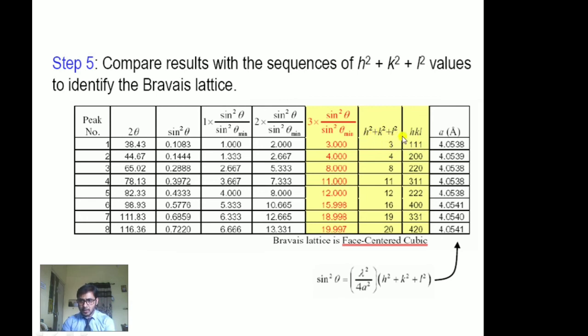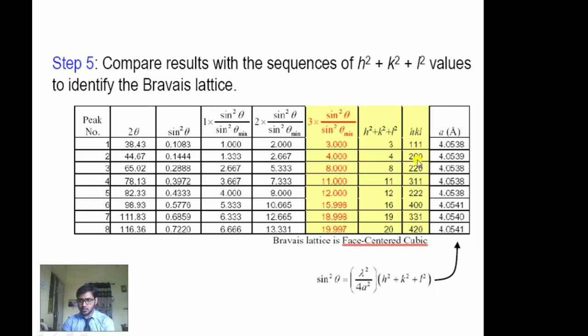So this is the family of 1 1 1 for the HKL, because if I square 1 plus 1 square plus 1 square, then I get 3. For the family 4, h is 2, so 2 square is 4, plus 0 plus 0, so it is 4. Now this family 8 means 220. How? Because h square plus k square plus l square is 2 square plus 2 square plus 0, which is nothing but 8. So likewise you index all the values.